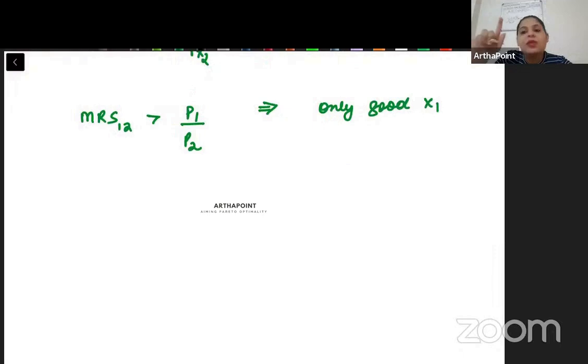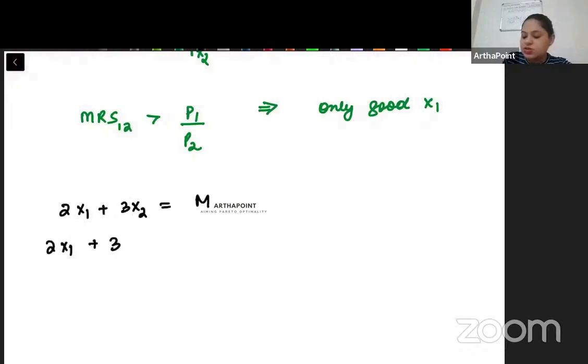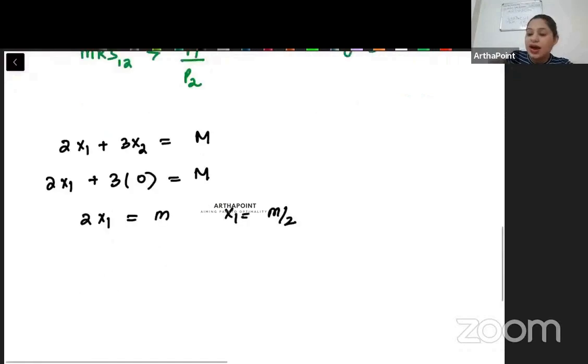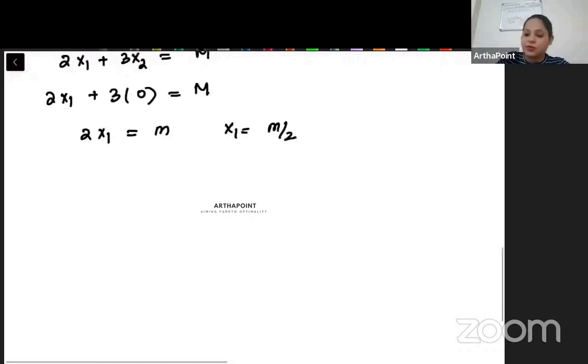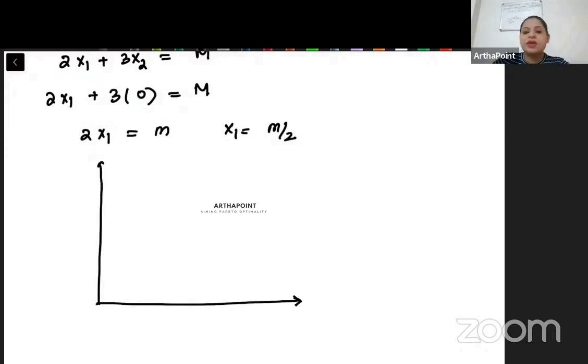Now, if I will be only consuming good X1, put it back in the budget line. My budget line is 2x1 plus 3x2 is equal to M. 2x1 plus 3 into 0 is equal to M. I am not consuming x2. So 2x1 is M, so x1 is M by 2. So I have got that I will be consuming x1 equal to M by 2.